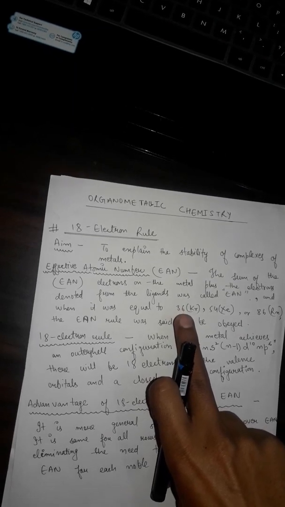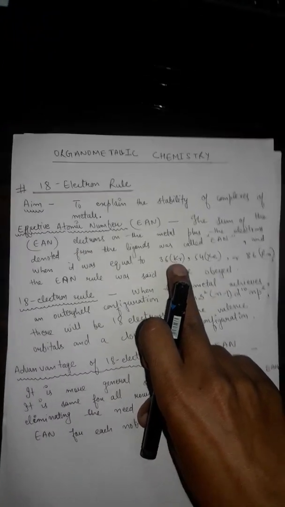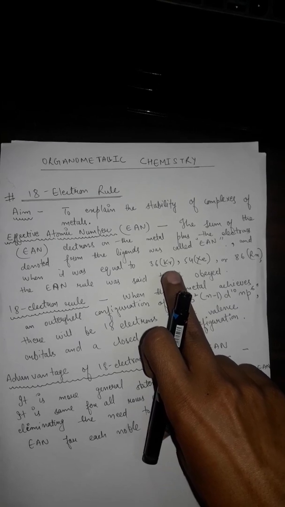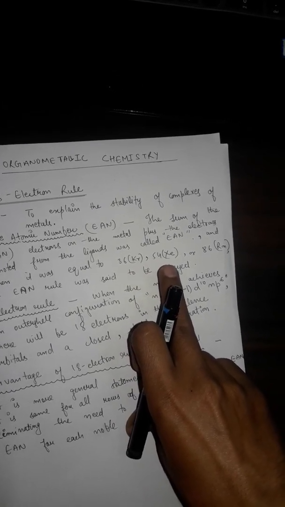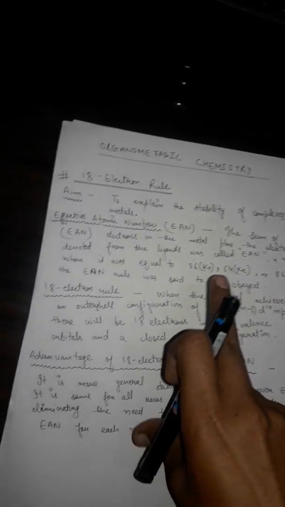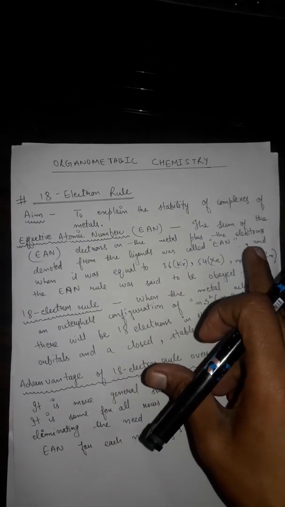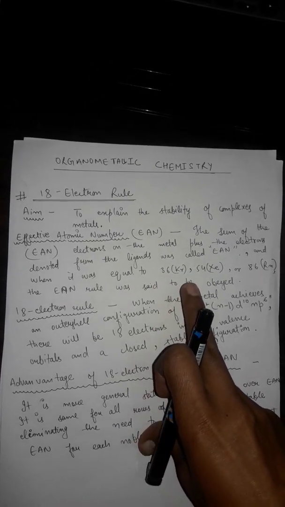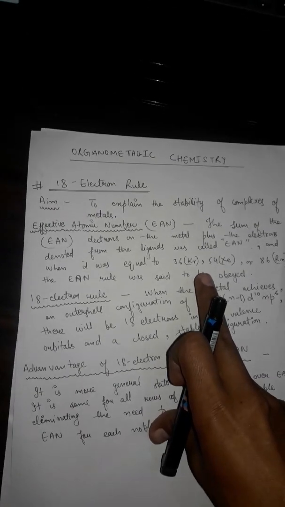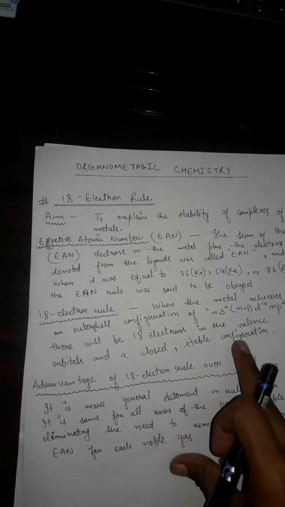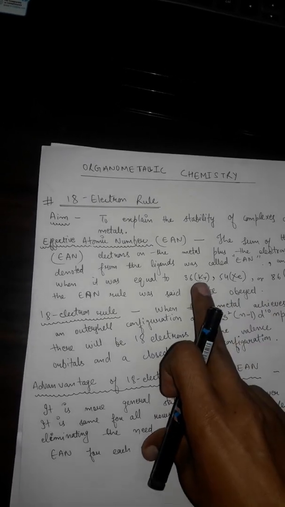atomic number. If it comes to be equal to the configuration of a noble gas, like 36 for krypton, 54 for xenon, or any other further noble gas configuration, then this rule was said to be obeyed. So this was the method to determine the stability of the metal complex.